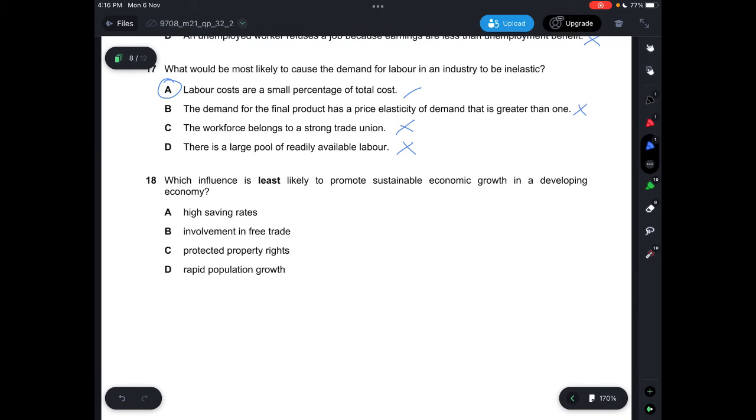Question 18. Which influence is least likely to promote sustainable economic growth in a developing economy? Least likely.